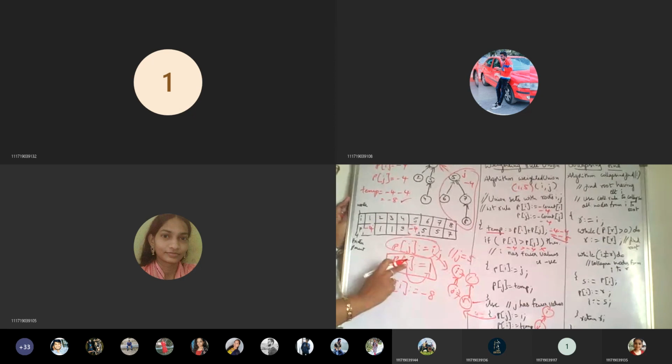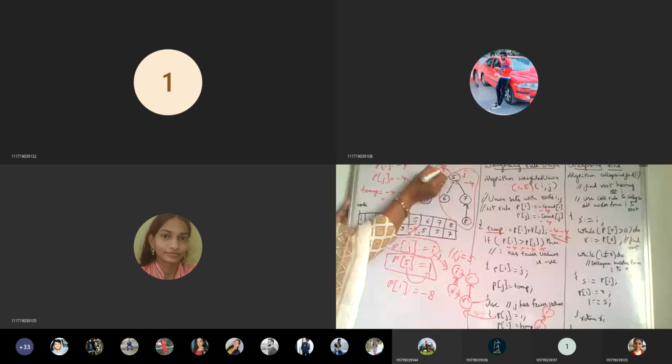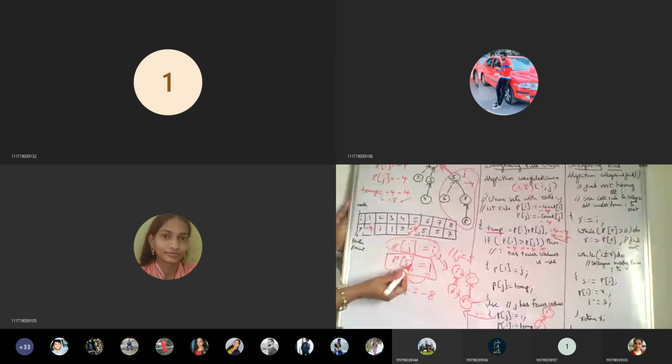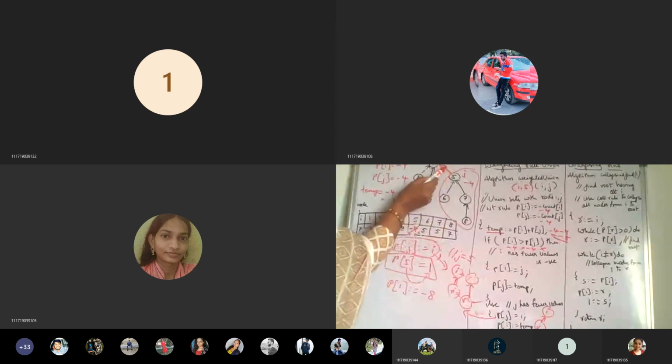But now what are we doing? P of 5 is equal to 1, so the minus 4 is replaced by 1. That means node 5 is no longer a root with 4 nodes; its parent is 1. So we make 5's parent 1, and this arrow is added. P of J is equal to I means I will be the parent and J will be the child, and this link is added from 5 to 1. Here minus 4 is erased and replaced by 1.